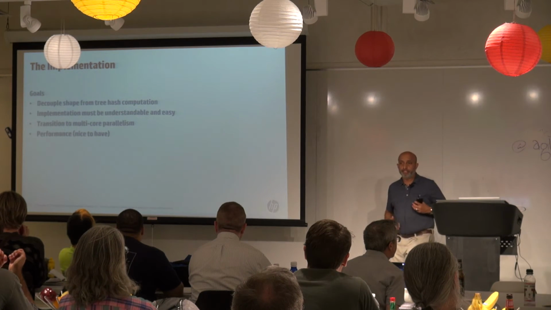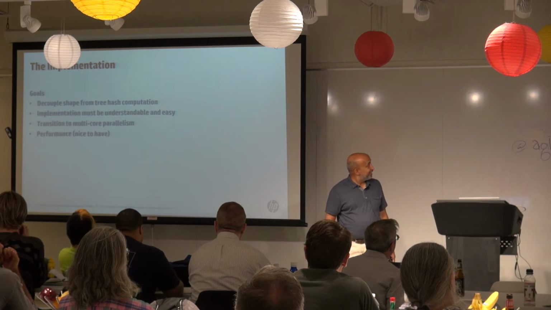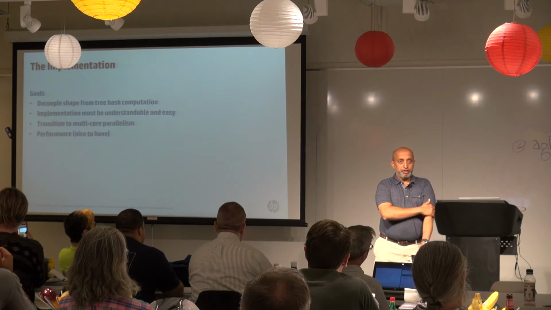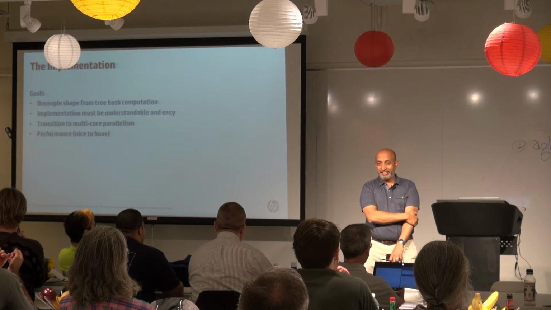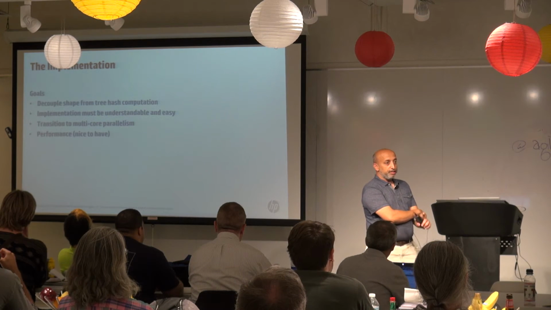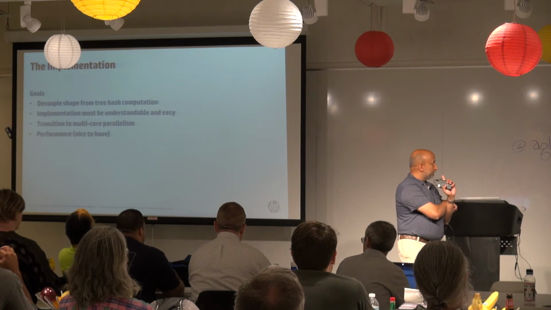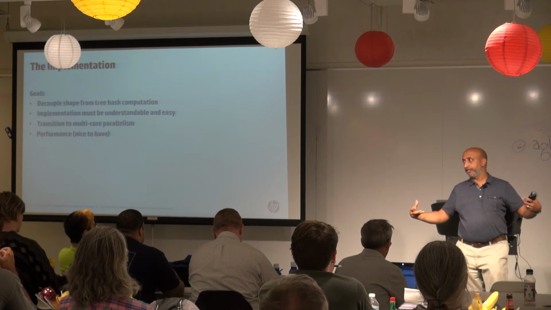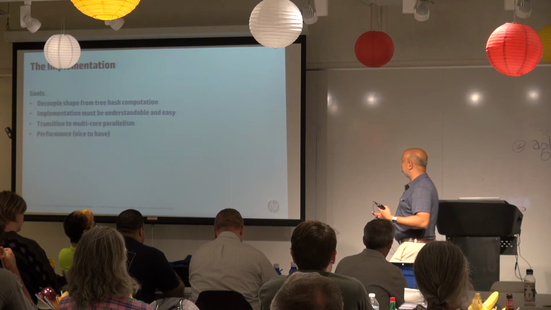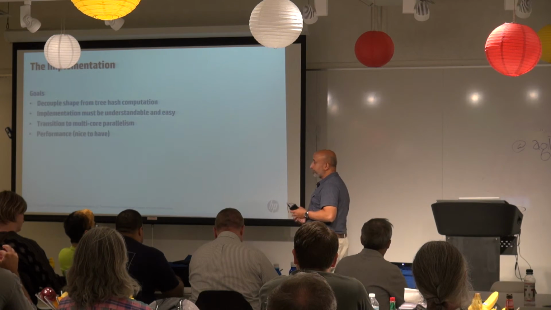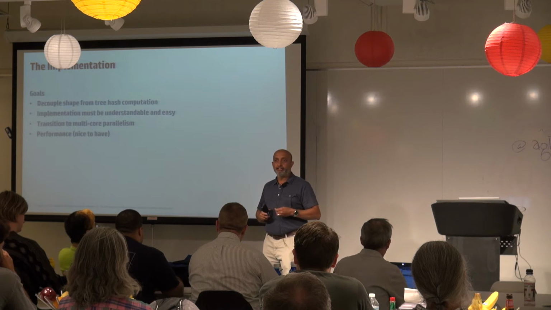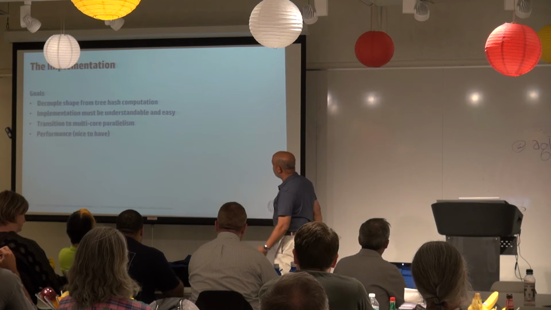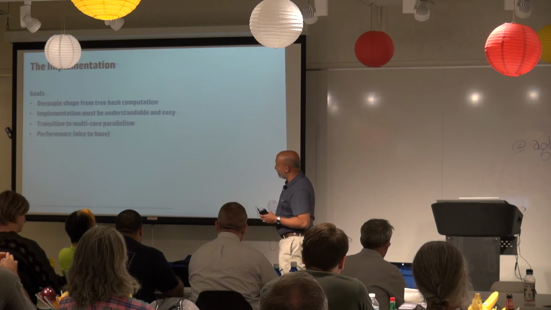So now we jump to the implementation. And what are the goals of the implementation? Okay, we know that Sakura is correct, but we need a way to decouple the shape of the tree from the implementation of the tree hash computation. Number two, because I'm a very lazy reader of code, the implementation of this must be understandable and easy.